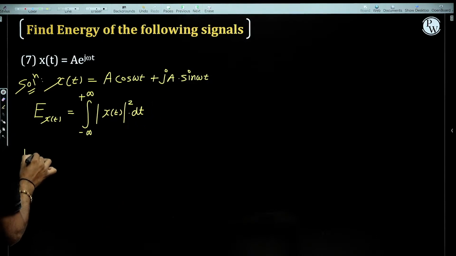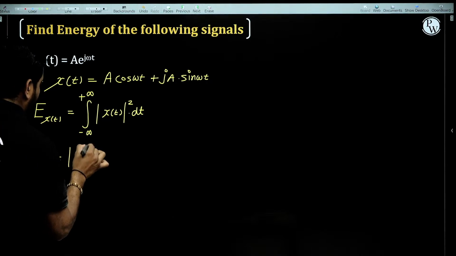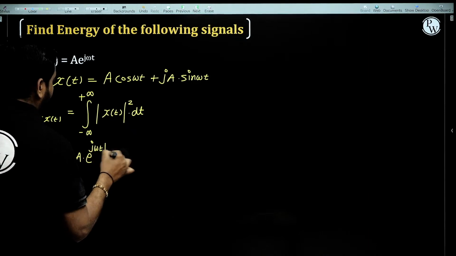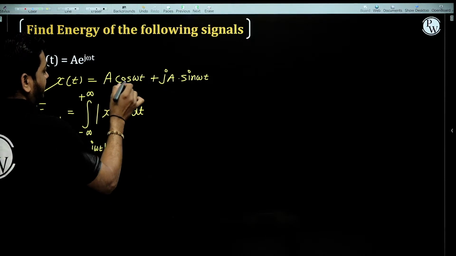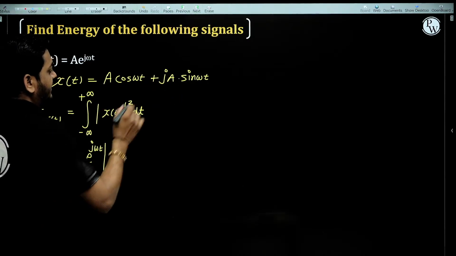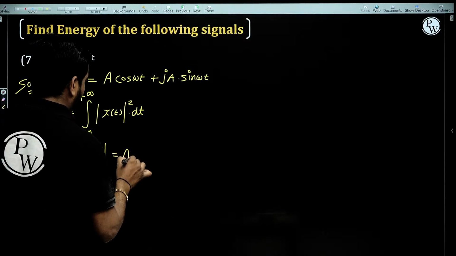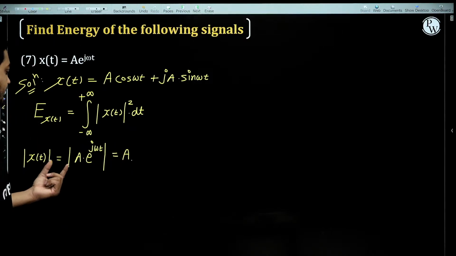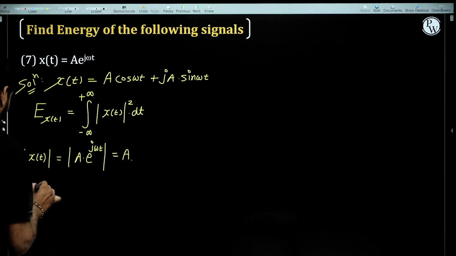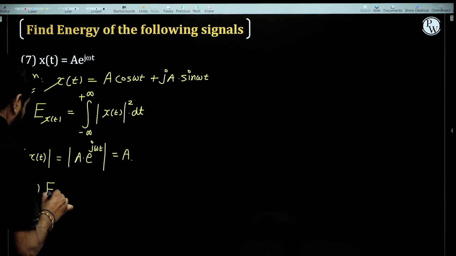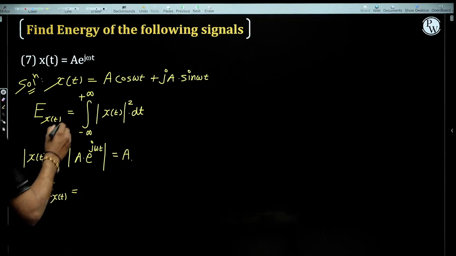So what will be the magnitude? Magnitude of a into e to the power j omega t is the square root of real part square plus imaginary part square: a square cos square omega t plus a square sin square omega t. If you take a square common, then sin square theta plus cos square theta equals 1. So finally you will get magnitude a, guys. Simply you can say magnitude of e power j omega t is equal to 1. So here in this case also energy will be infinite. Again, this is also a power signal.